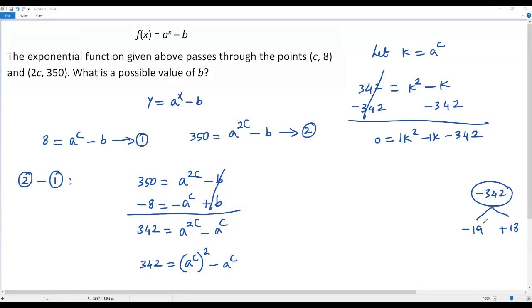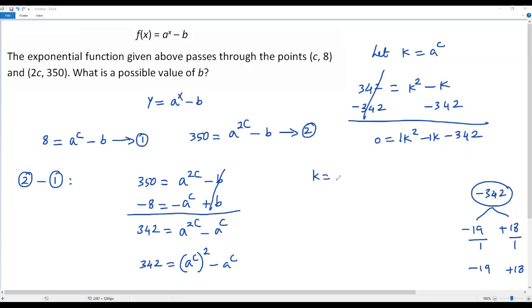Further, I have to divide these two factors by the coefficient of k squared, that is 1. Okay, let me divide both these factors by 1. Even when I divide them by 1, I'm still getting negative 19 and positive 18. Usually when we solve a quadratic equation, we'll be getting two values for the variable. So here we have k, so we'll be getting two values for k when we solve this quadratic equation.